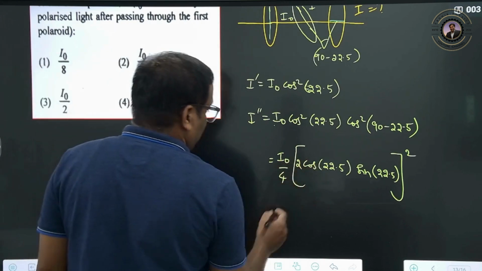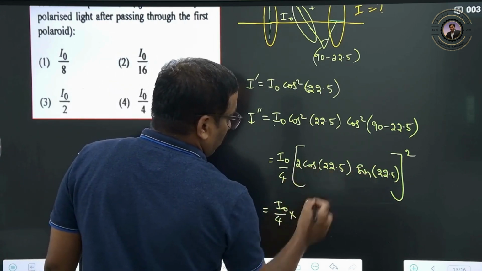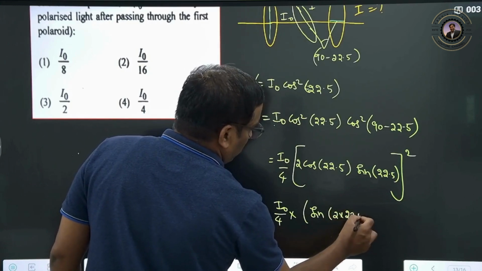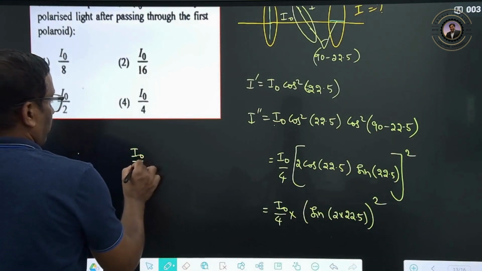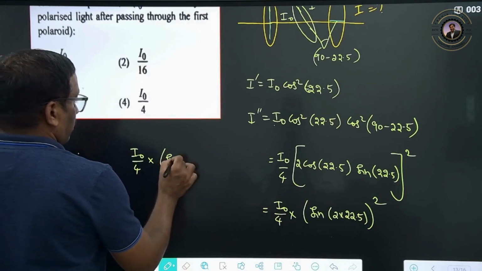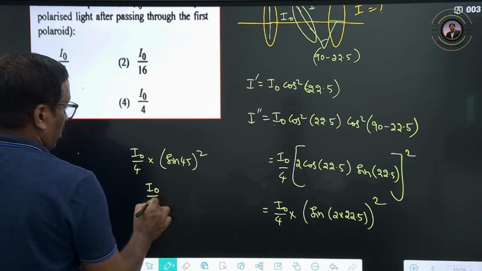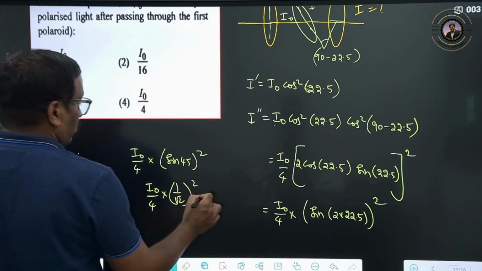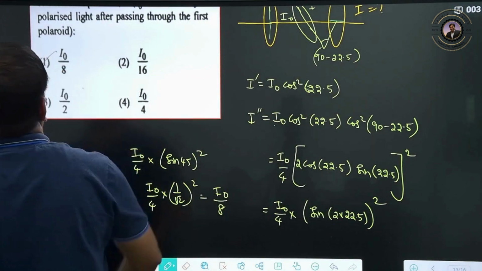Clear? So this I can rewrite as I naught by 4 into 2 sin theta cos theta, therefore sin of 2 theta, sin of 2 times 22.5, whole square. Clear? So how much will it be now? I naught by 4 into sin 45 whole square. Sin 45 is 1 by root 2, whole square. So therefore it will be 1 by 2, therefore I naught by 8. So this will be your answer. Clear?